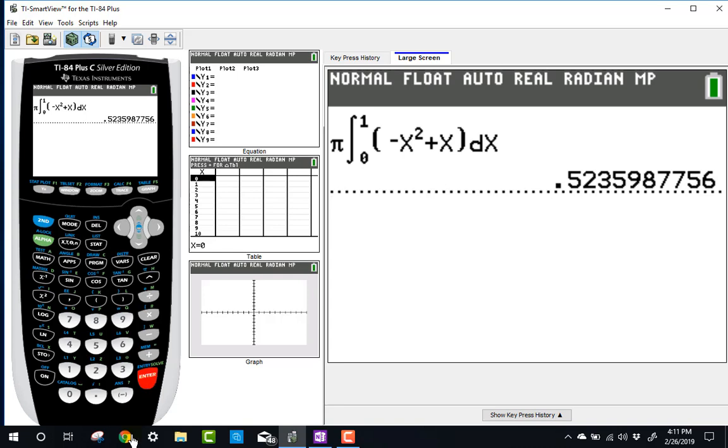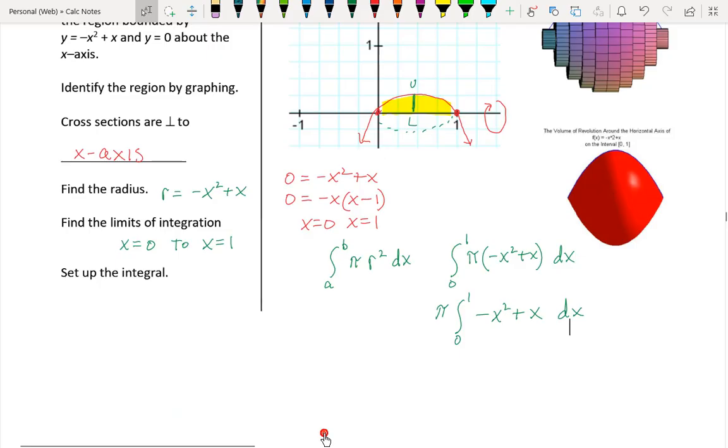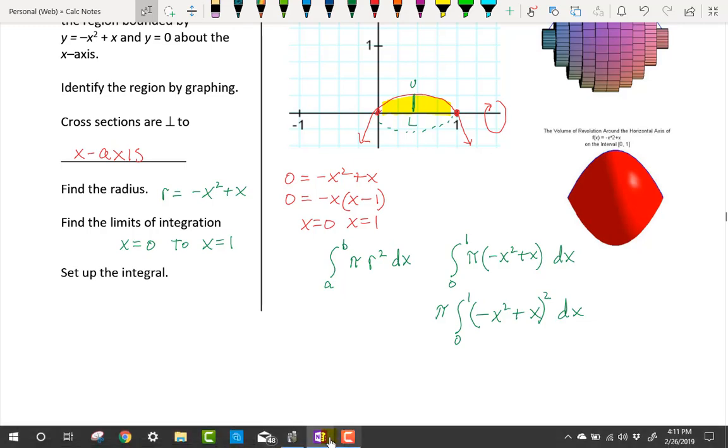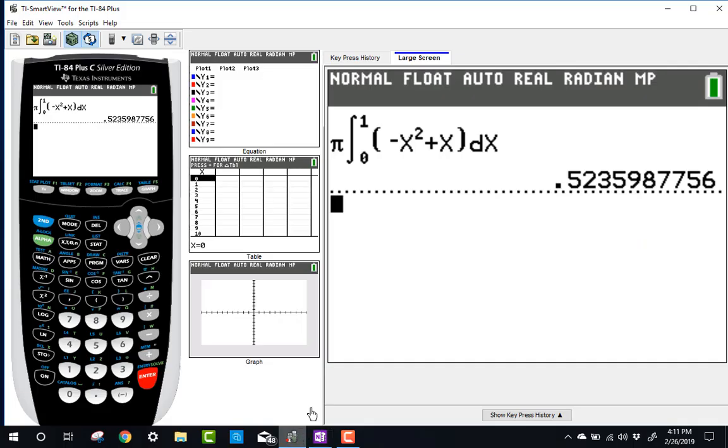Oh, you know what I didn't do? I just realized I put in my function. What did I forget right here? I forgot to square this. Alright, I knew someone would catch that. You got to square it. It's times the radius squared. So I'm going to cheat a little bit here. I'm going to hit second entry and bring up my integral again. Now this time I'm going to have to go back and insert some parentheses right there.